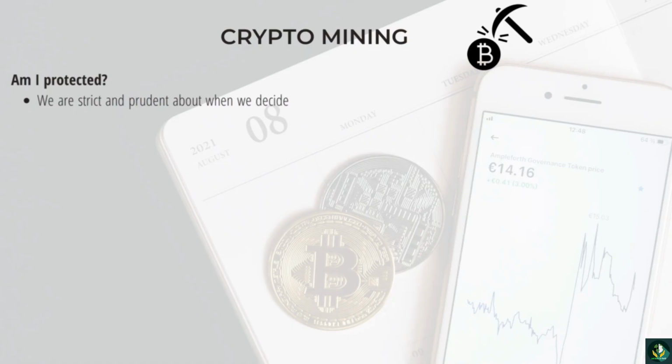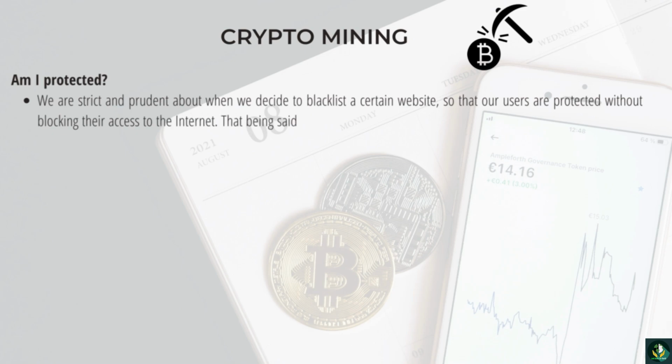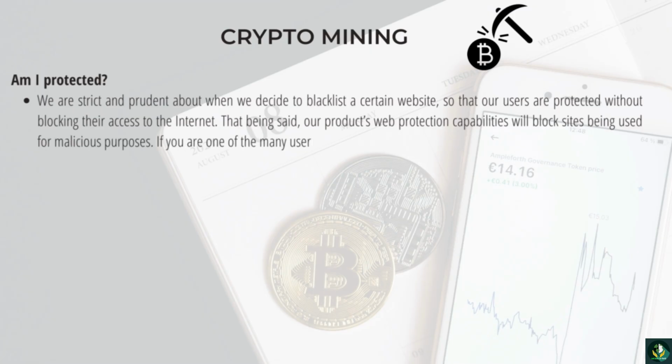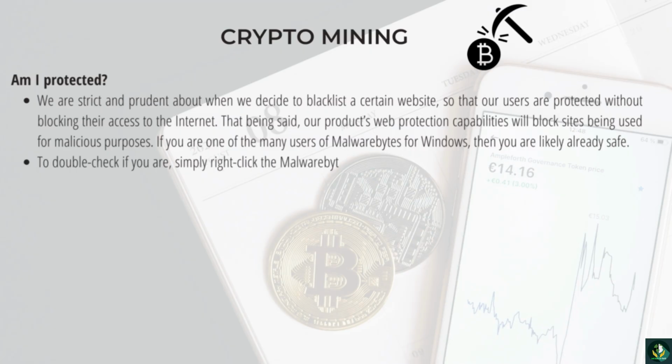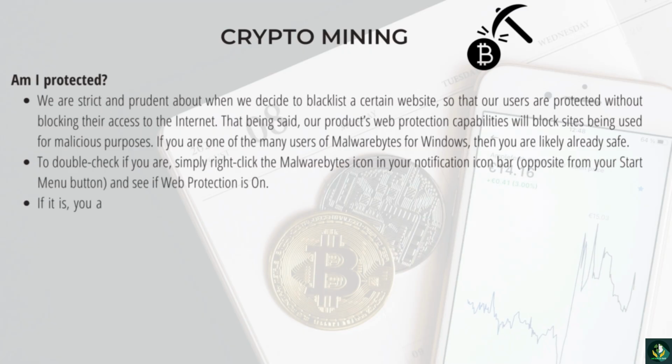We are strict and prudent about when we decide to blacklist a certain website so that our users are protected without blocking their access to the Internet. That being said, our product's web protection capabilities will block sites being used for malicious purposes. If you are one of the many users of Malwarebytes for Windows, then you are likely already safe. To double-check if you are, simply right-click the Malwarebytes icon in your notification icon bar, opposite from your Start menu button, and see if web protection is on. If it is, you're good to go. If not, we highly recommend that you enable it to activate this feature.